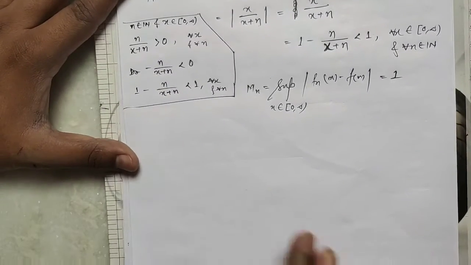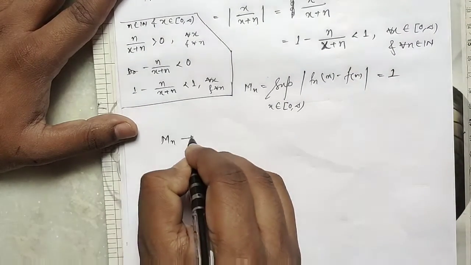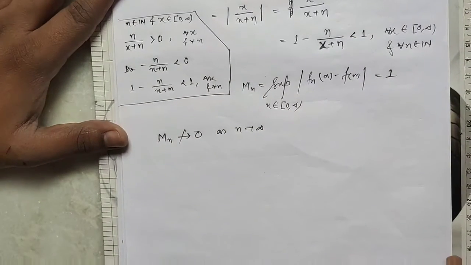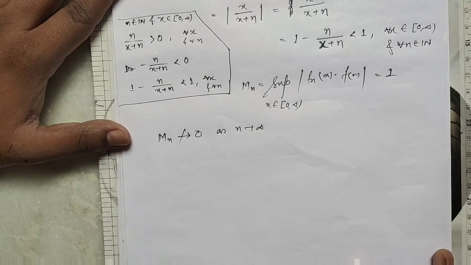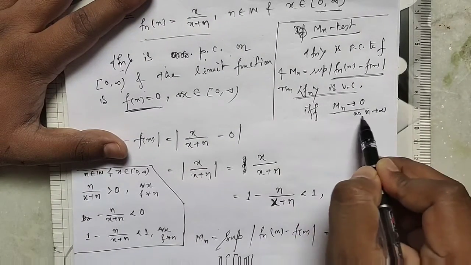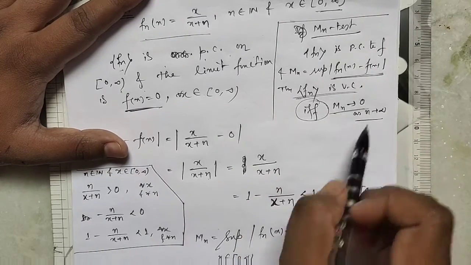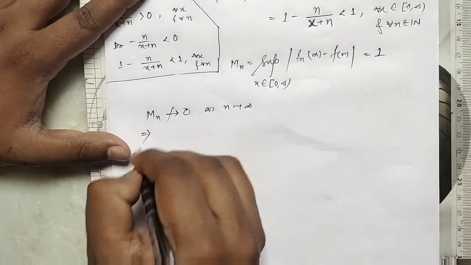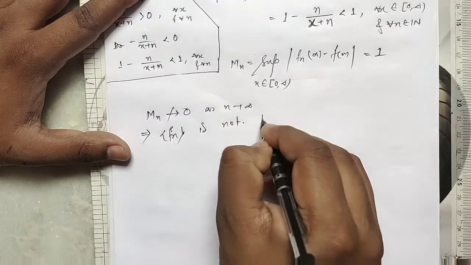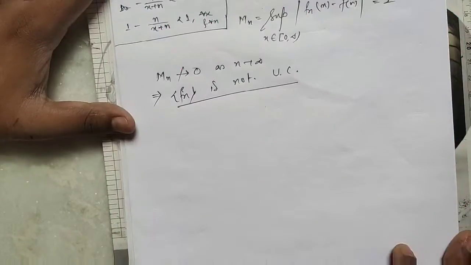We note that the Mn does not converge to 0 as n tends to infinity. But for uniform convergence the Mn must tend to 0. This is an if and only if condition. This is our Mn test. So by the Mn test we can say that the sequence of functions is not uniformly convergent.